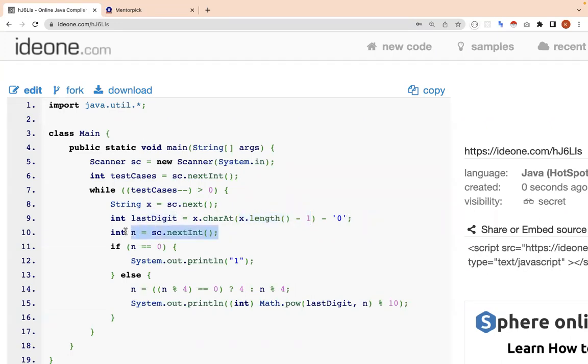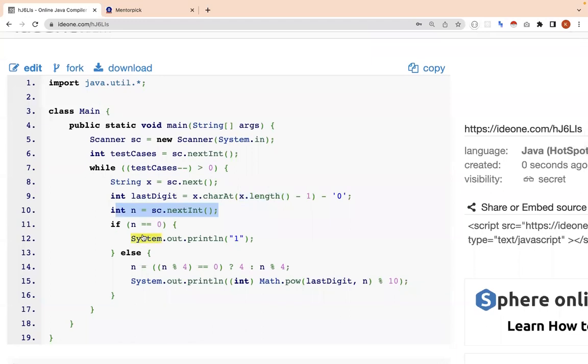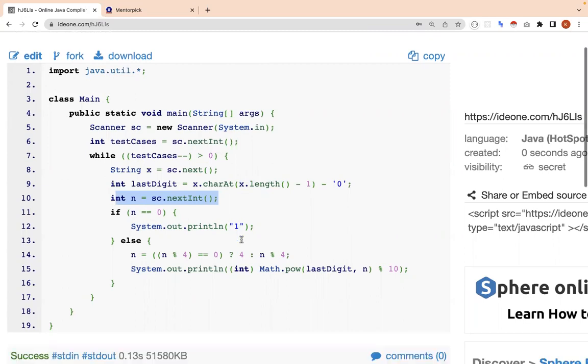Now I'm taking the next number, that is n. I'm just checking if n is equal to 0. My answer is 1, right? As we discussed, 1 power 0, 2 power 0, 3 power 0, 4 power 0, 5 power 0, all, when n is equal to 0, always the answer is 1, right?